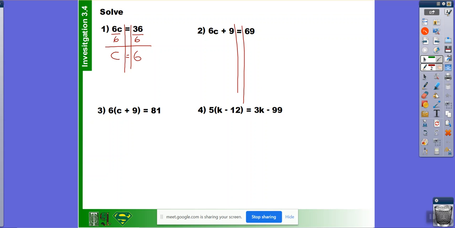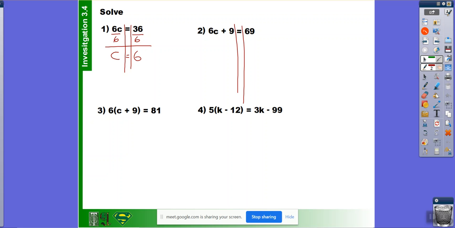Hendrik. Okay, so for 6C plus 9, I got C equals 10 because 6 times 10 is 60, and then I added 9 and that got me 69. Okay, I totally agree, but we're going to do some train tracks.